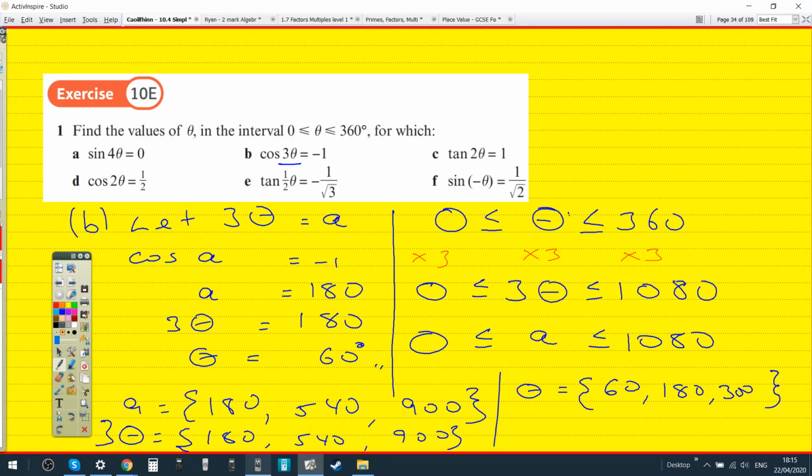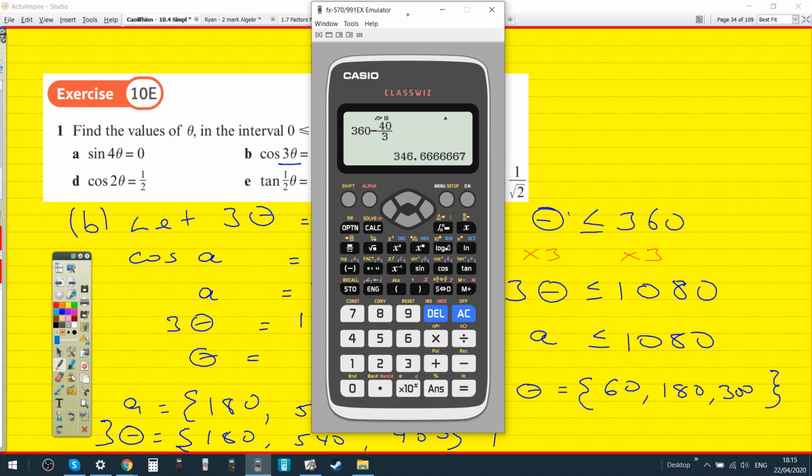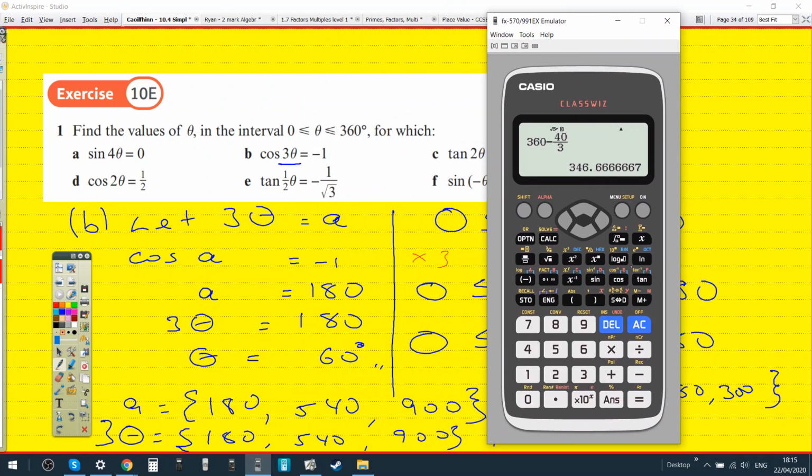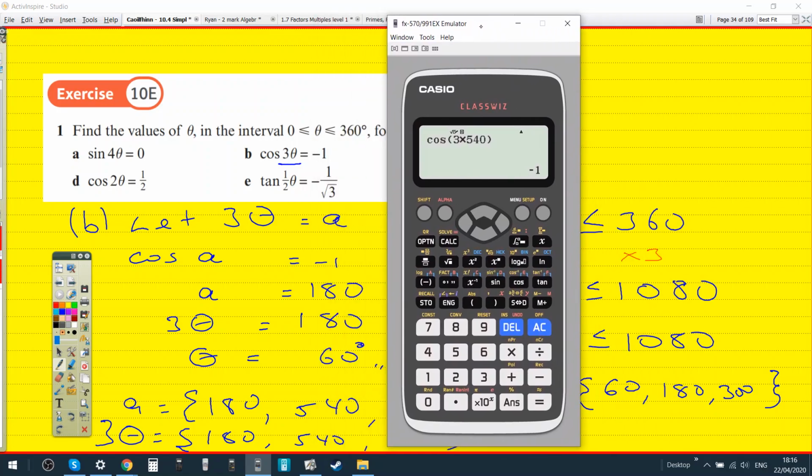I could check with my calculator if I really wanted to. So cos of 3 times 60, and I should get -1. I do get -1. If you put in something like 540, that does work. This is special with this repeated one. So 180 also works, and 300 does as well. Let's try 181, and that's wrong. So we can check our answer that way.